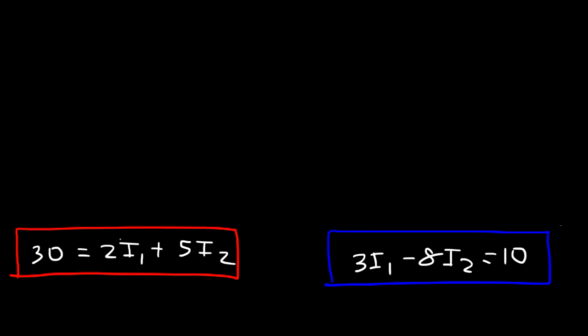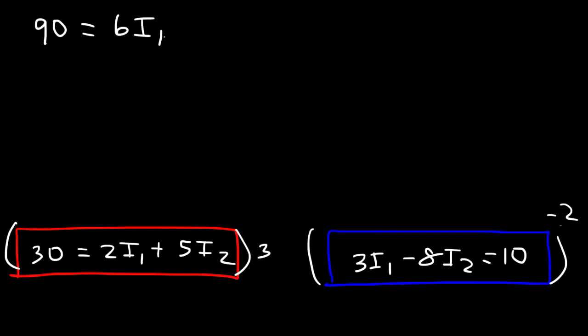So let's try to get rid of I1. The least common multiple of 2 and 3 is 6. So I'm going to multiply this by positive 3 and this equation by negative 2. So 3 times 30 is 90. 2I1 times 3 is 6I1. And 5I2 times 3 is 15I2.